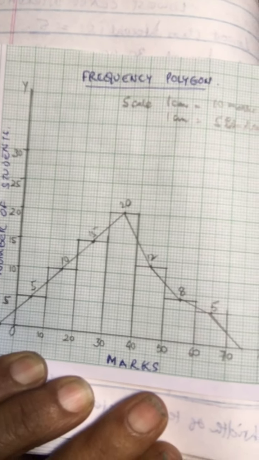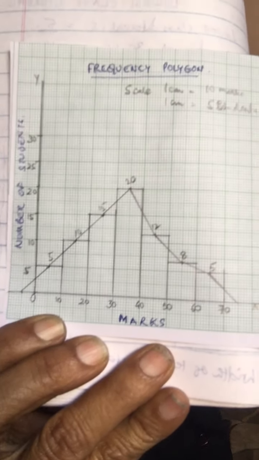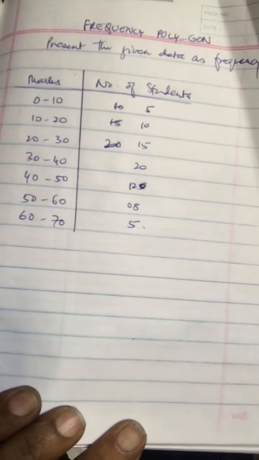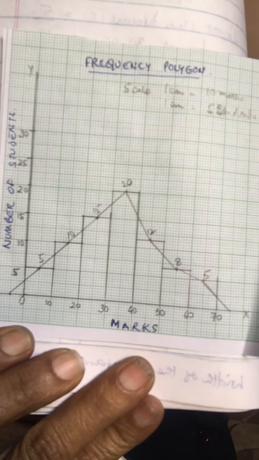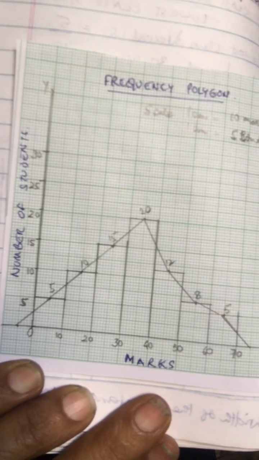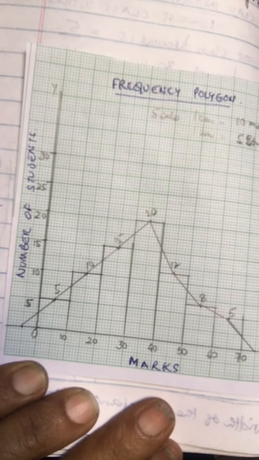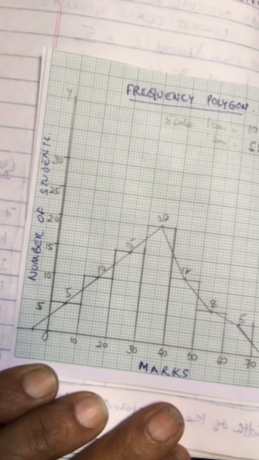So one is with the histogram, one is without histogram. First we are talking about the one I'm showing, which is with the histogram. With the data given, first we are going to make the histogram, and then on that we'll take the mid values, and join them angularly. So it is derived from the histogram, and it is formed by joining midpoints of the tops of rectangles in a histogram by straight lines.